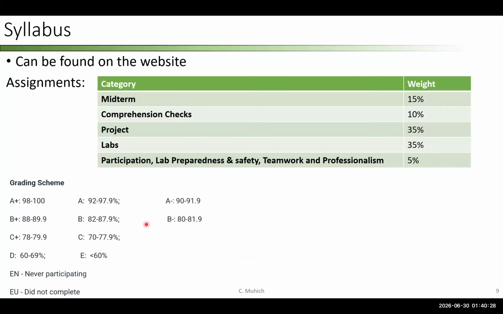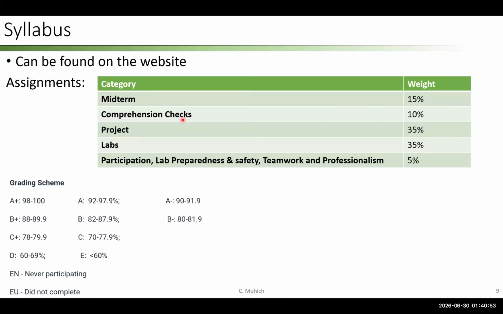A full syllabus can be found on the website. I just want to highlight a few pieces here. First, there are 5 different categories upon which you'll be graded. That's the midterm test that I talked about, the comprehension checks, the final projects, labs, and participation, lab preparedness, safety, teamwork, and professionalism.